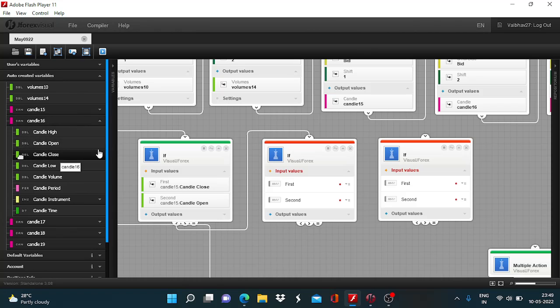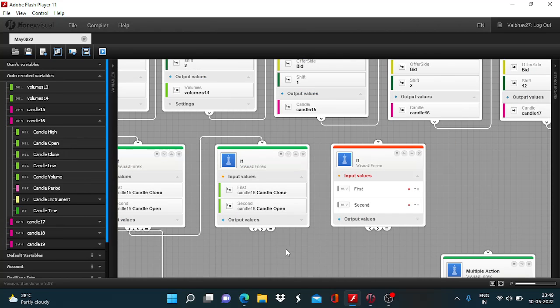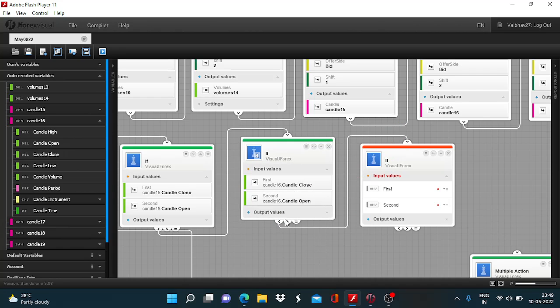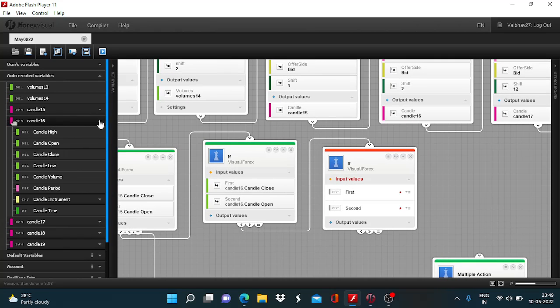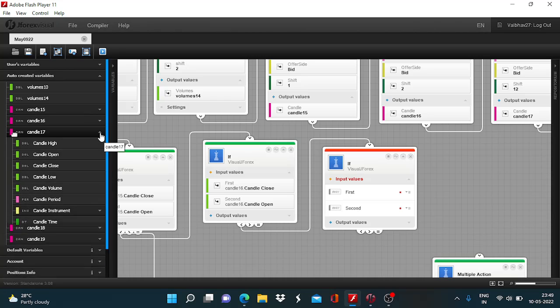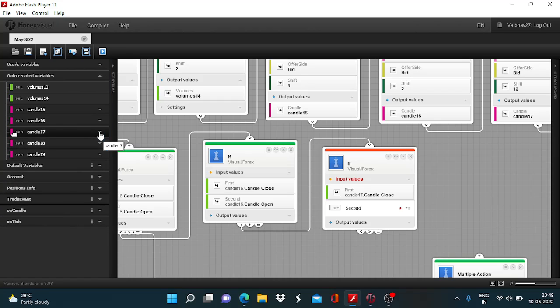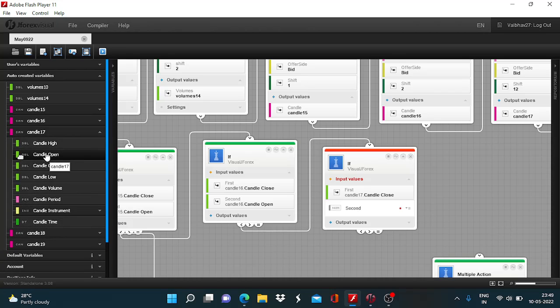Candle 16 candle close less than candle 16 candle open. So again this is going to be first input less than second input. Candle 17 candle close less than candle 17 candle open.